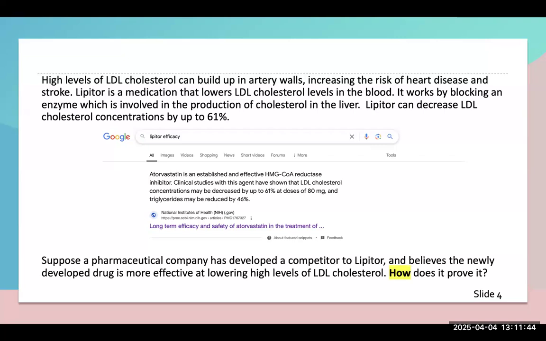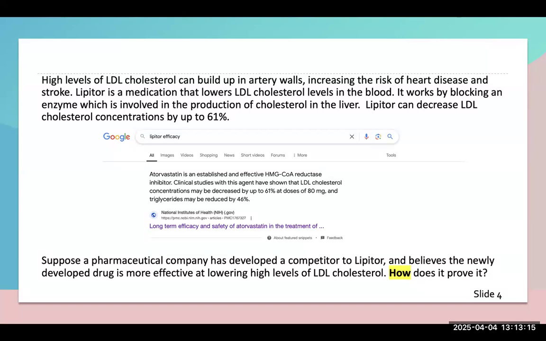Now, let's say you work at a pharmaceutical company and you've developed a competitor to Lipitor, and you believe that your newly developed drug is more effective than Lipitor at lowering high levels of LDL cholesterol. How do you prove it? What kind of test can you construct to help you show that your medicine for high levels of LDL cholesterol is more effective than Lipitor?